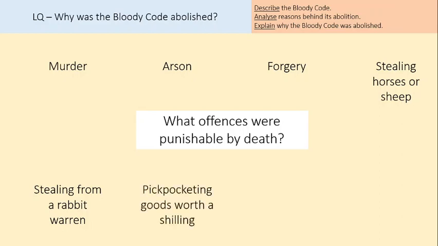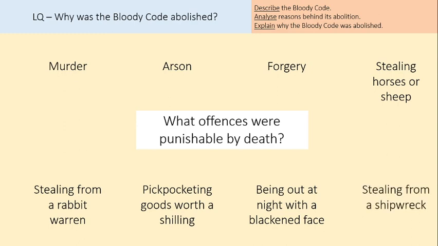Pickpocketing goods worth a shilling, so that's around £30 in nowadays money. Being out at night with a blackened face. If you purposely went out at night having put black on your face, you would be punished by death. Stealing from a shipwreck. Some of you may be thinking, why is that punishable by death? It's no one's property. Well, according to this, it is. This is still stealing. And personally, my favourite one: wrecking a fish pond. Don't think we need to explain that one anymore.